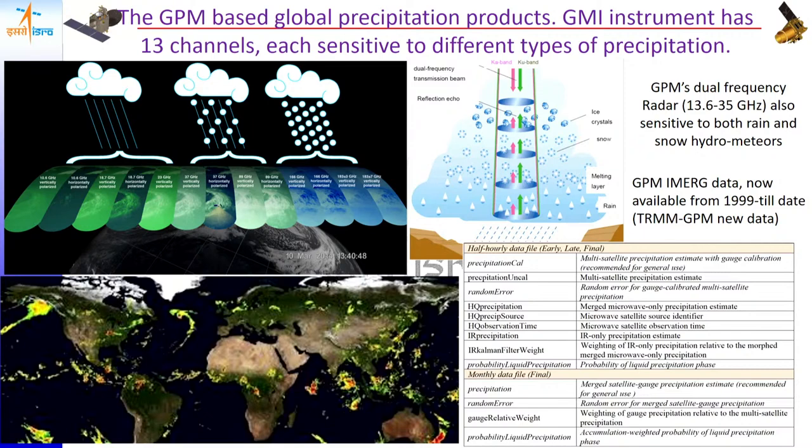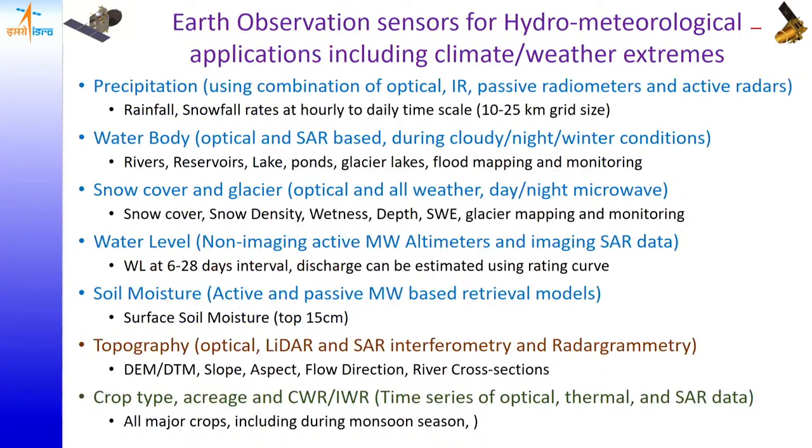Although there are certain inaccuracies, especially in very steep mountains and highly vegetated areas, overall its accuracy is fairly good as compared to the previous precipitation products from space. Now we will discuss water bodies mapping during flooding conditions, and how we monitor the snow cover area and the water level, especially during the normal season and during the flood season.